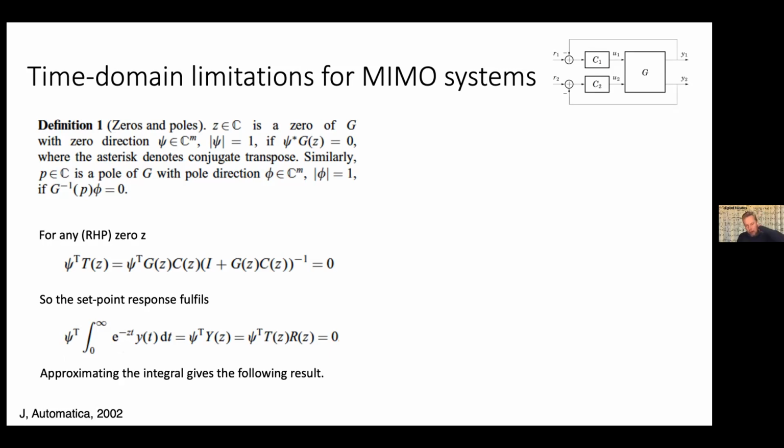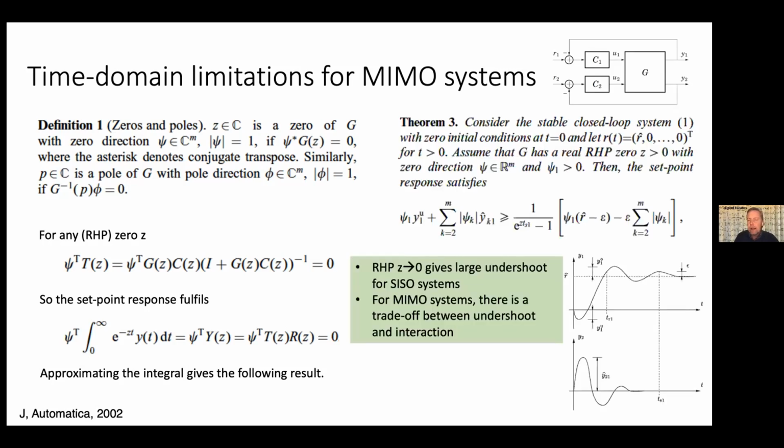So this we can now, for instance, by approximating the integral that we have here, derive some results which are easier to interpret and work with, to see what type of set point responses Y we can actually get. And if we do that, we get the theorem. And so the theorem here states the following.